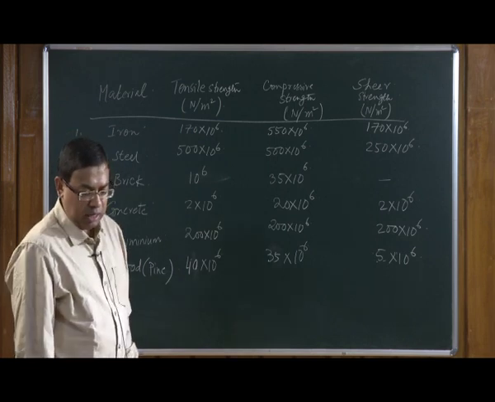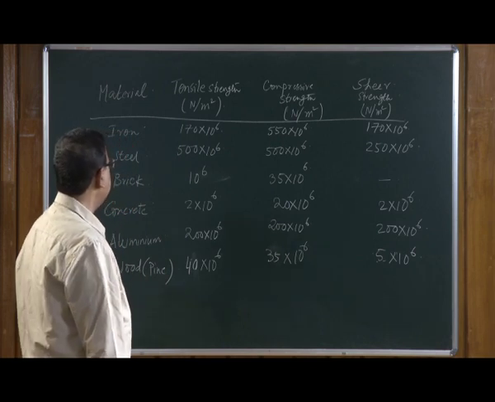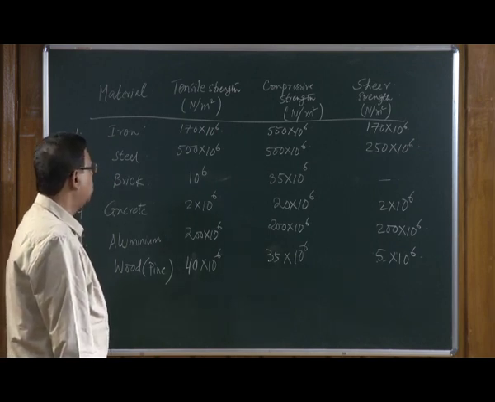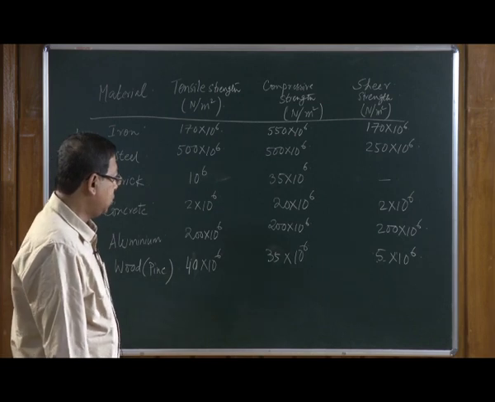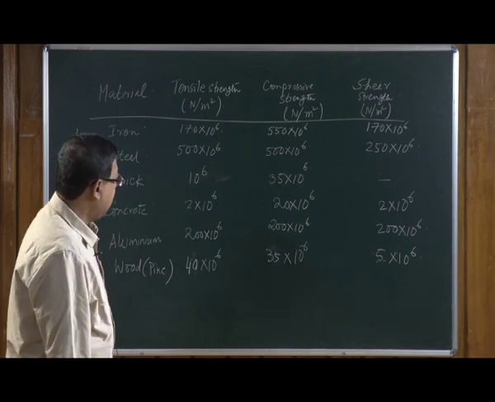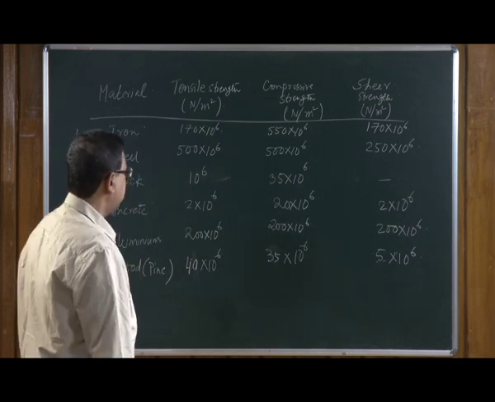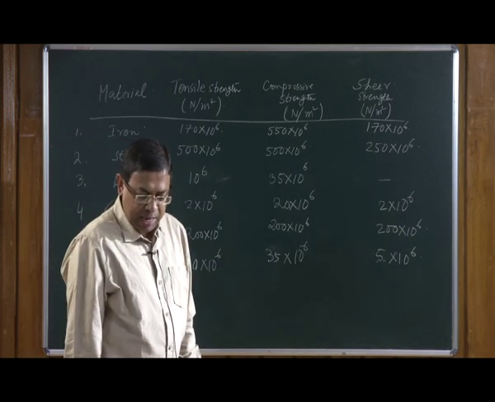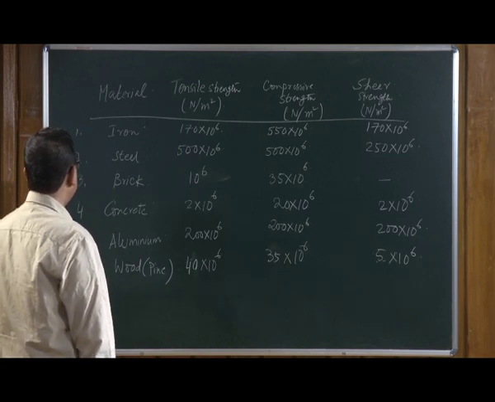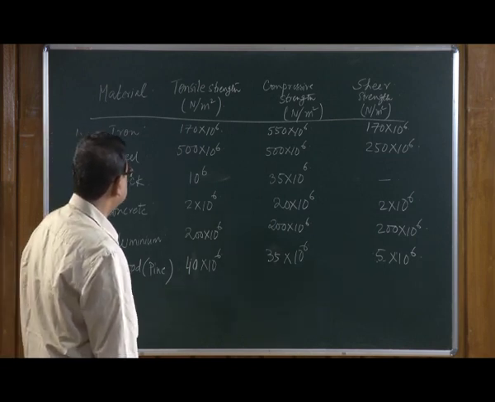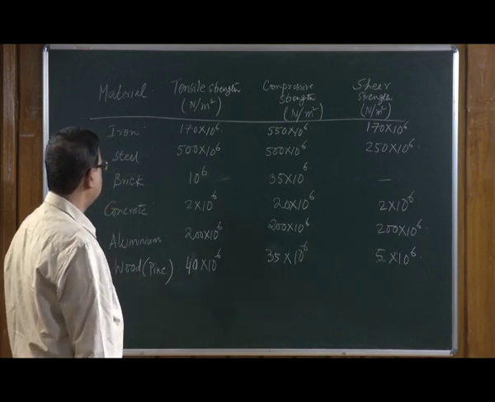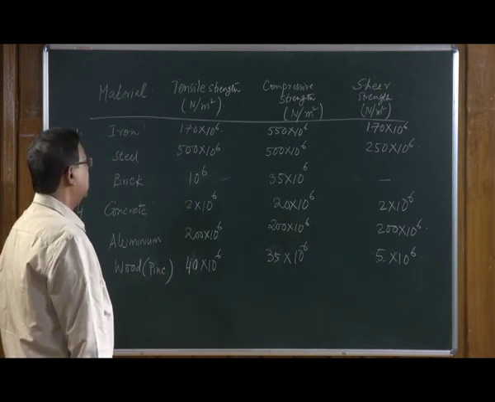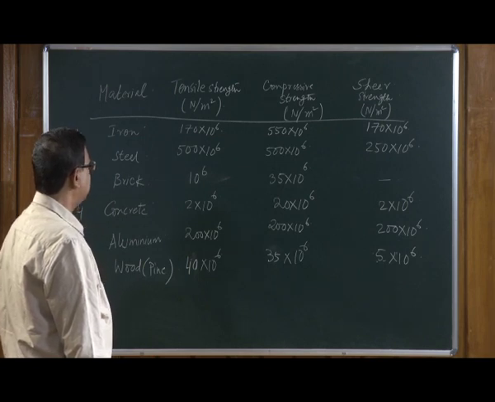And if one is making a structure with any of these materials such as iron, steel, brick, concrete, aluminium, or wood, one should never cross these numbers. And in principle, while making structures, there should be something like 10% of these numbers, and should not exceed more than that in any case. So, just to bring to your attention that iron has a reasonably large tensile strength, which is 170 into 10 to the power 6, whereas the compressive strength is more than 3 times of that, and the shear strength is again 170 into 10 to the power 6.